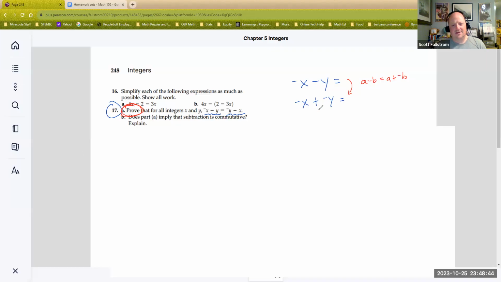Okay. Next up, addition is what I have. I have addition between two values. That addition is commutative. And so as I move from here to here, this would be saying addition is commutative. Yay.